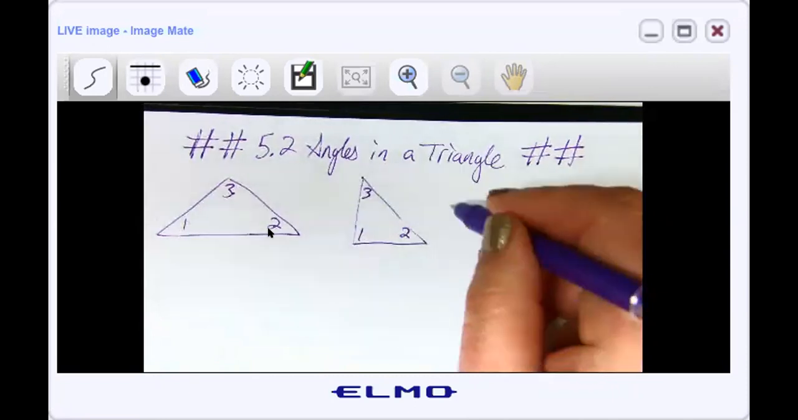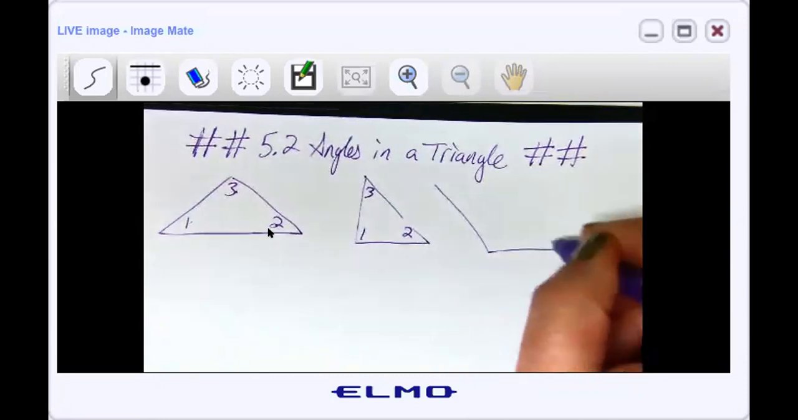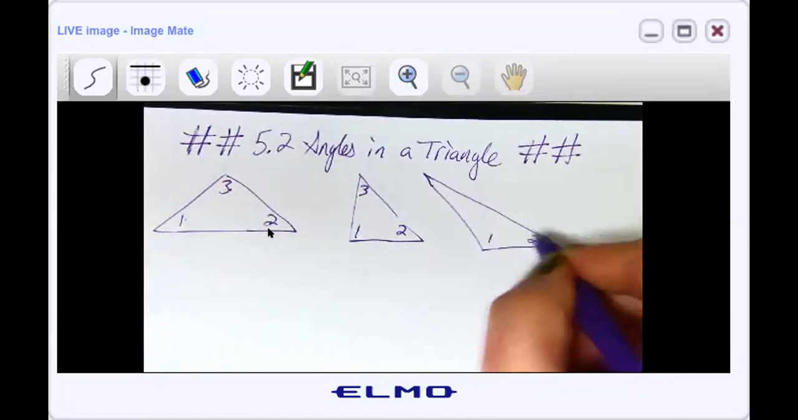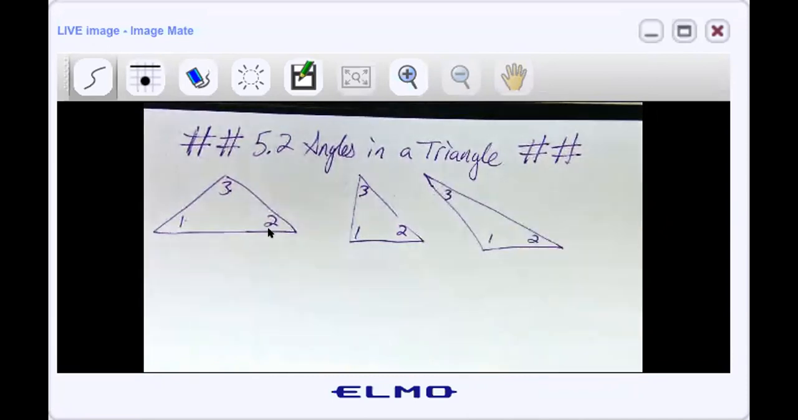Any triangle, I don't care what your triangle looks like. If it's a triangle and it has 3 angles, which obviously it would, if you add the 3 angles together, it will always add up to be 180. I know it seems impossible. I'm going to show you why this works. So give me a second.